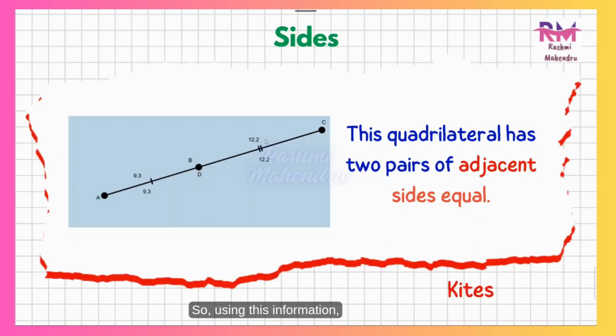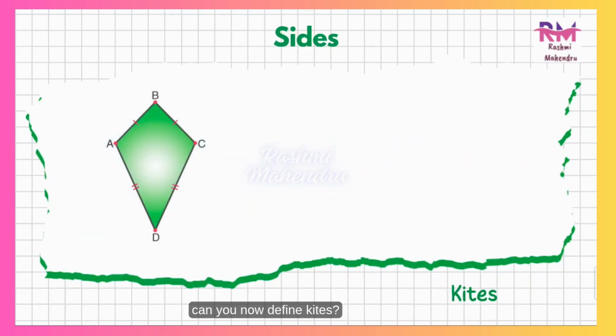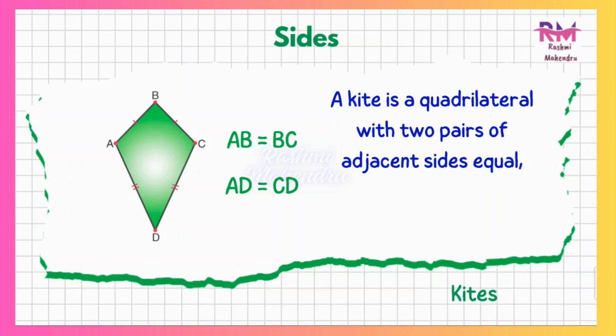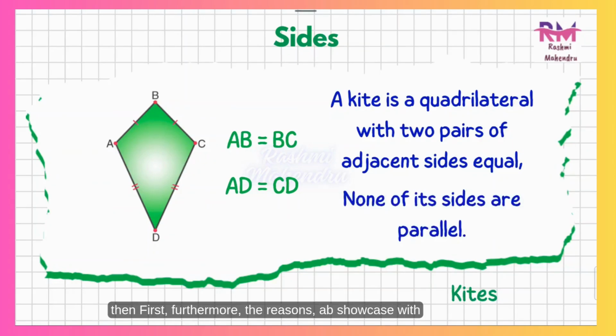So using this information, can you now define kites? Can you write your definition? Starting from the basic that a kite is a quadrilateral with two pairs of adjacent sides equal. Can you identify the adjacent sides which are equal? The shorter ones AB and BC are equal. The longer ones AD and CD are equal. And do pull in the concept we have done previously, that none of its sides are parallel. So this defines kites completely.